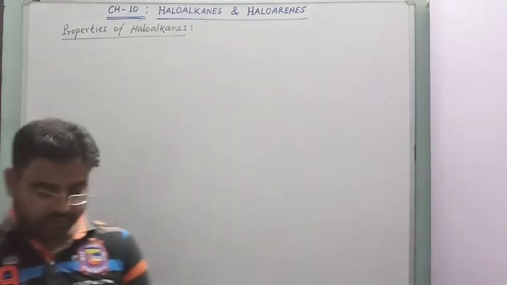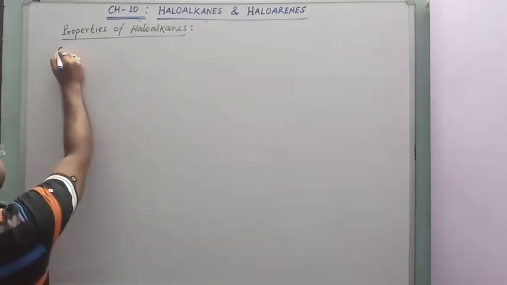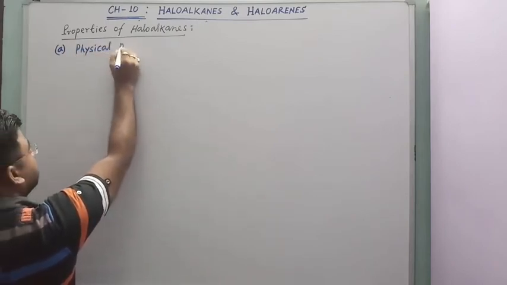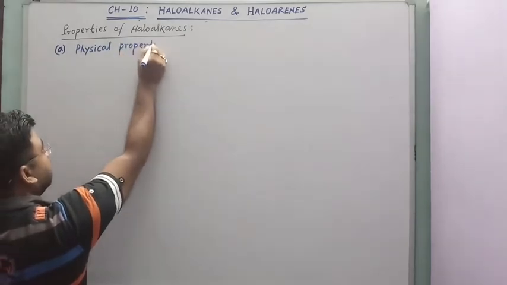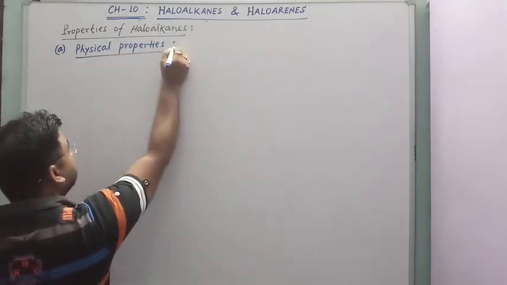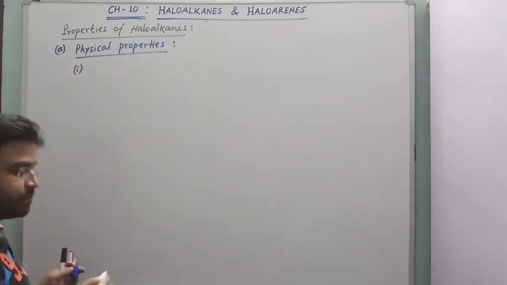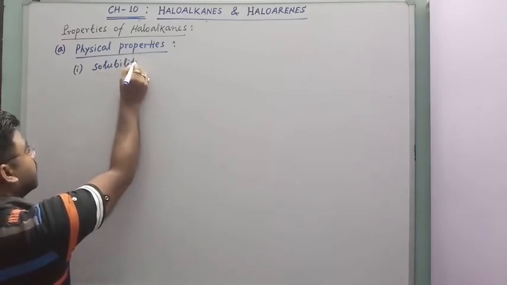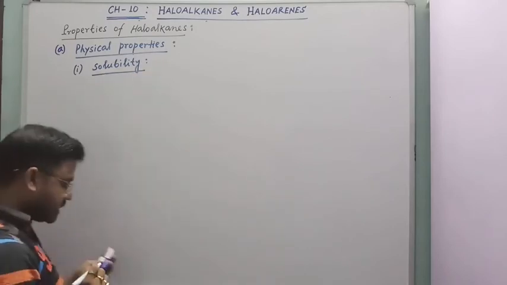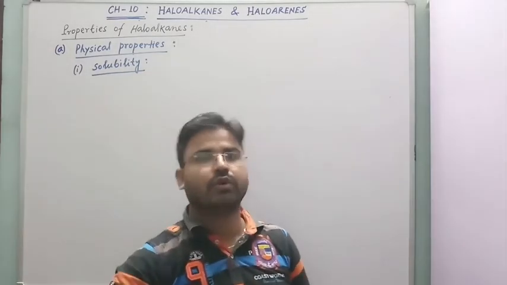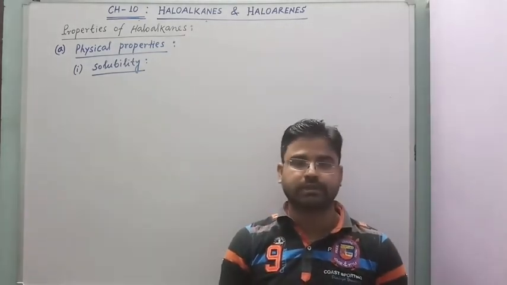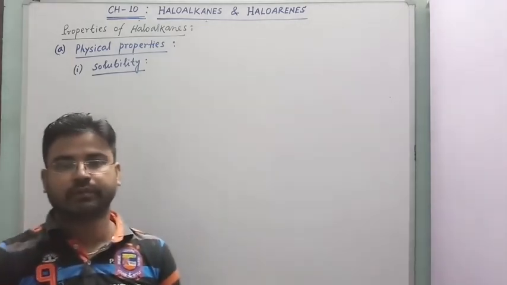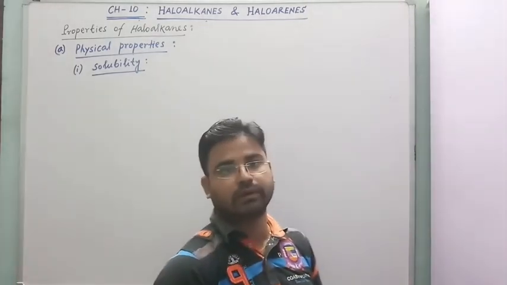So at first, physical properties. The first point, solubility. Haloalkanes ka solubility kya hai? So haloalkanes or alkyl halides are polar substances. Haloalkanes are polar, but they are insoluble in water.